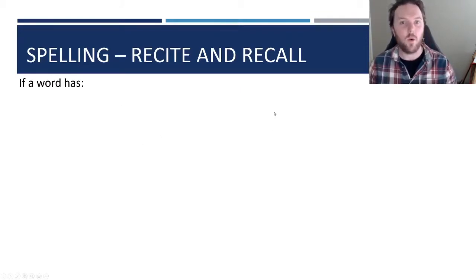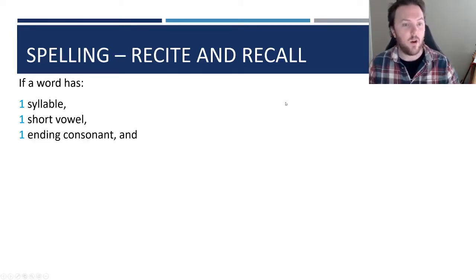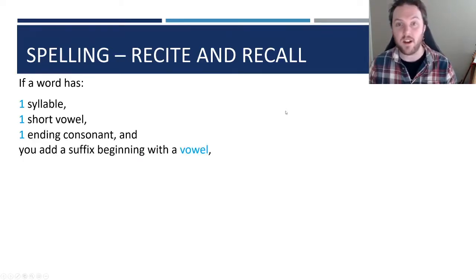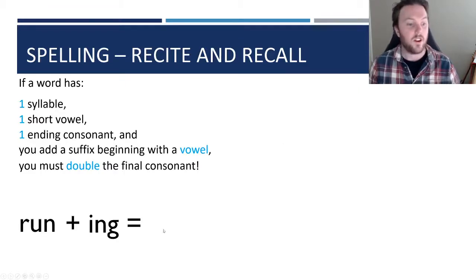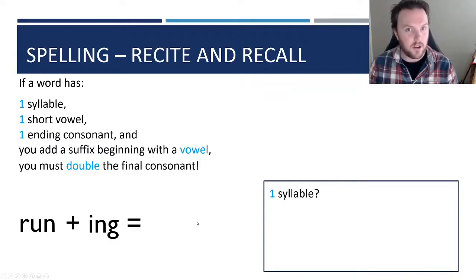So we would say, if a word has, and the class would read with me, 1 syllable, 1 short vowel, 1 ending consonant, and you add a suffix beginning with a vowel, you must double the final consonant. All right, so we read all that together. That's recite. Now for recall. So here are some morphographs. All right, and I'm going to ask my students these questions. They're going to answer as a whole class.